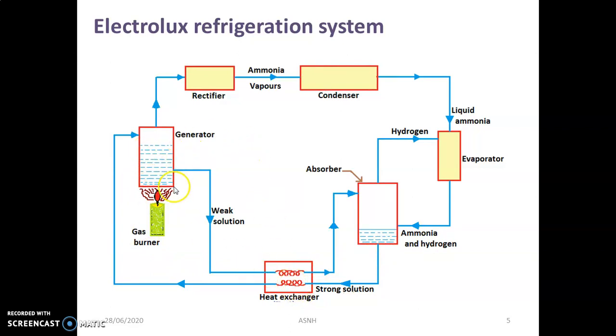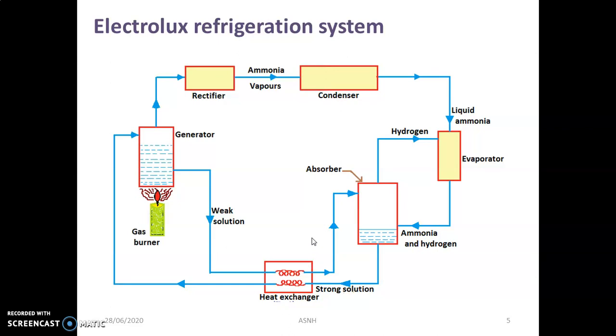In the generator, heating is again done externally with the help of the burner or some kind of external fire, and whatever vapors are formed after the vaporization process enter the condenser, and some wet particles remain. No doubt it is nothing but the weak solution, and it enters the absorber through the heat exchanger. So the main function of the heat exchanger is to exchange heat between these two lines. So this is all about the Electrolux refrigeration system.